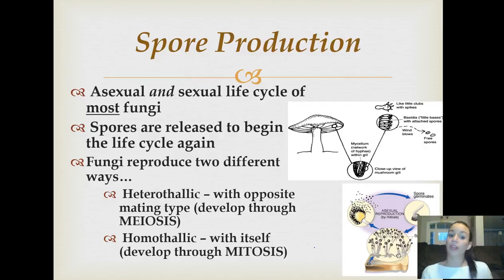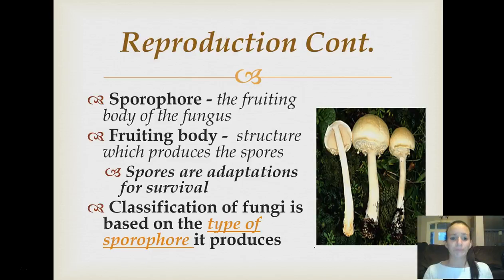The spores are released, which begins the life cycle again, and they reproduce two different ways based on this. So heterophilic reproduction is with an opposite mating type, and this is meiosis, is how these fungi are produced. Homophilic then is with itself, and this is through mitosis. So these are essentially a clone of the parent or the asexual form of reproduction.